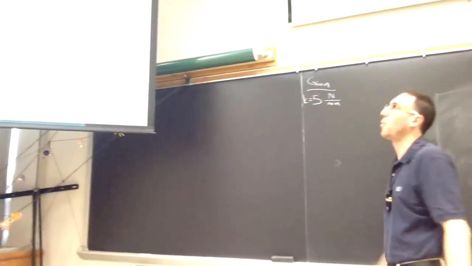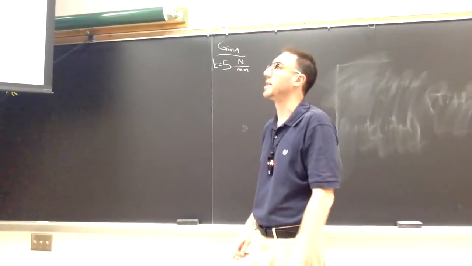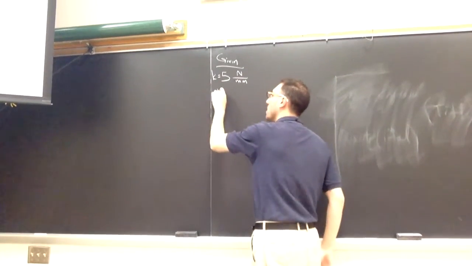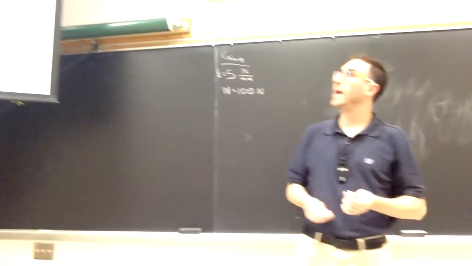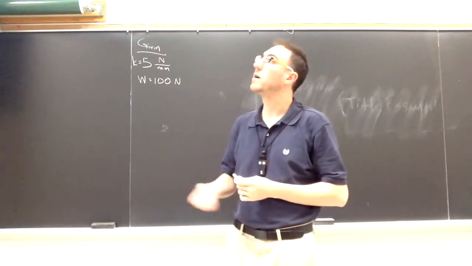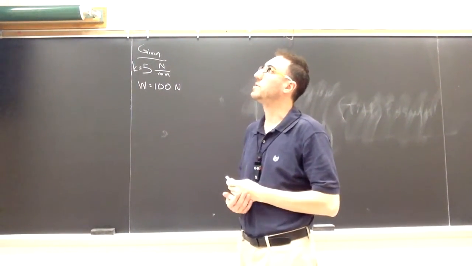Right, so W is the weight of this cart as indicated on there. So I can put it also here, and that's okay. It will be in the free body diagram too. So K has a value of 5 newtons per millimeter. The cart weighs 100 newtons.